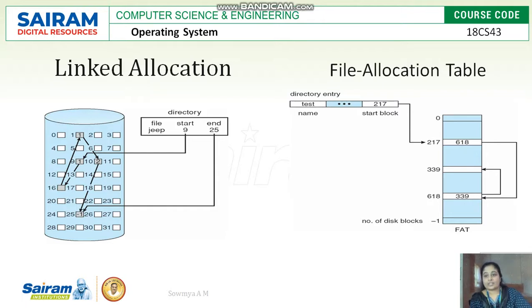So the file allocation table will be the directory entry, with the directory name and start block address. The start block address will have the address of the block, and each block will have the link to the next block, and the last block will have -1 or a null pointer stating that the file ends there.